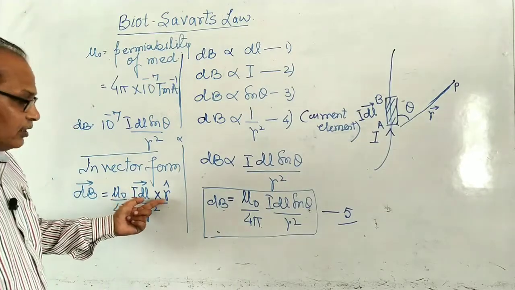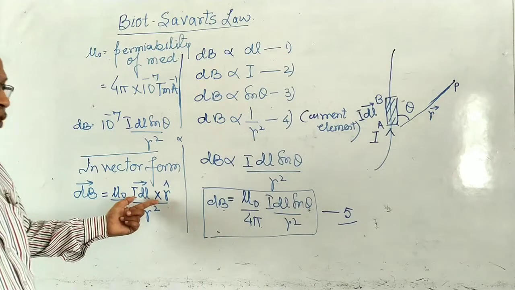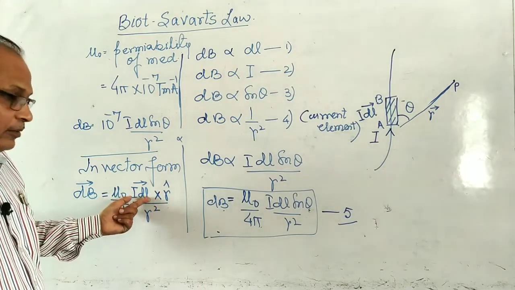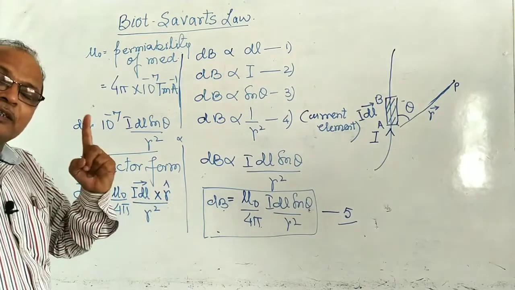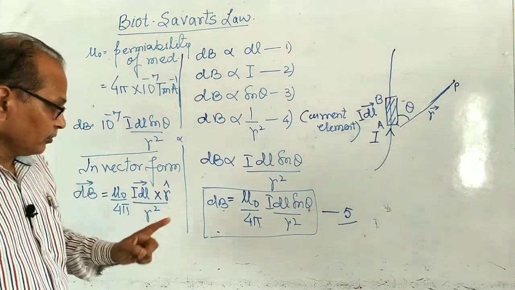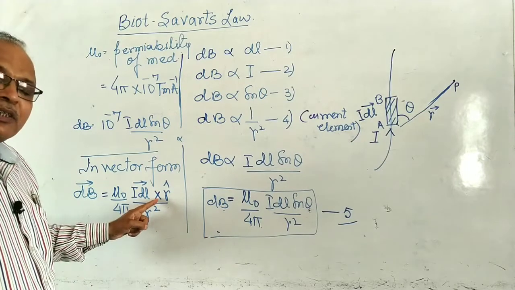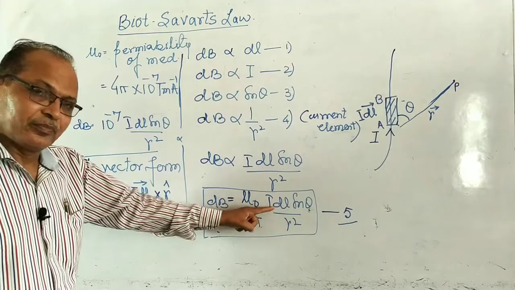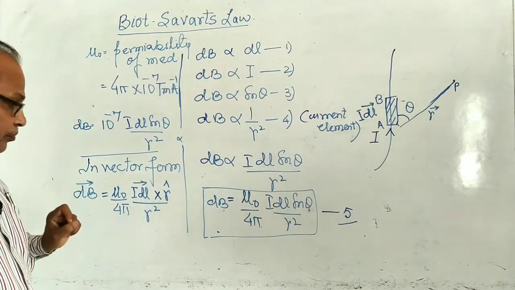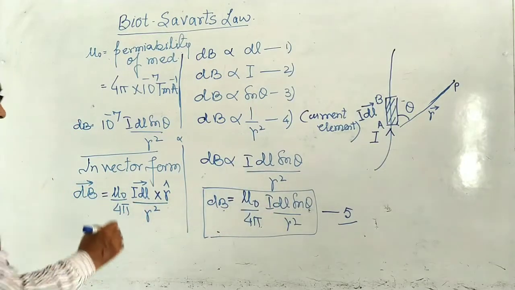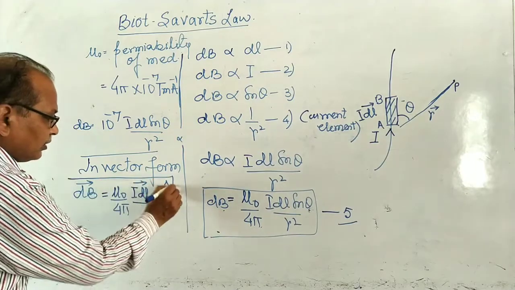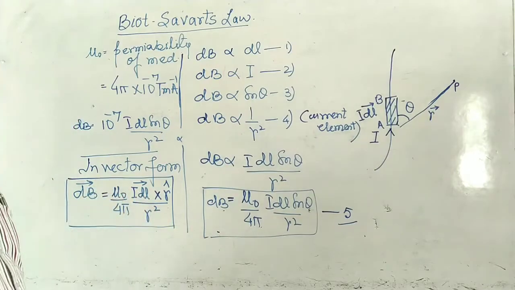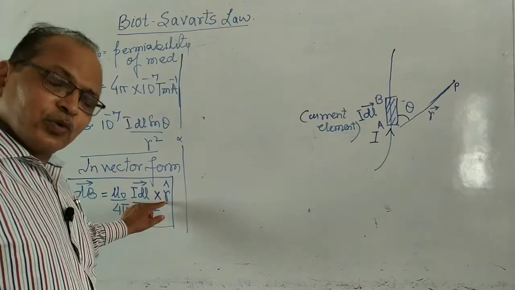Here it is the cross product, because if you remove this cross product, what you will get? It is a unit vector, so it has magnitude 1. Only cross product means sine theta. So you will get I dl sine theta. Therefore, this is the vector representation of Biot-Savart's law. This is the unit vector.